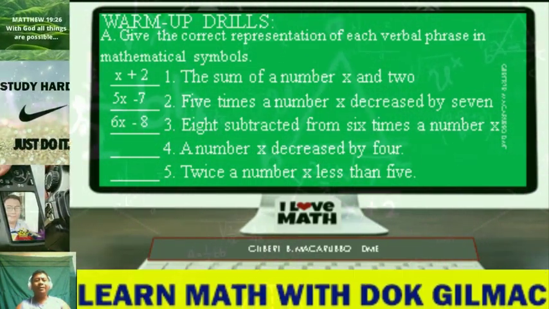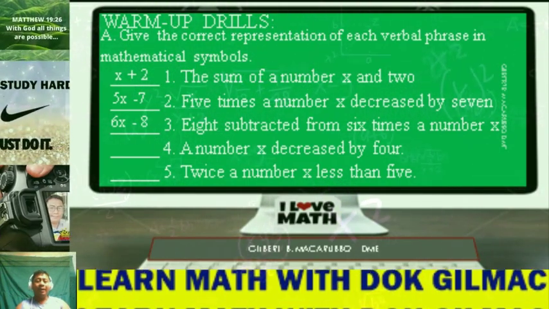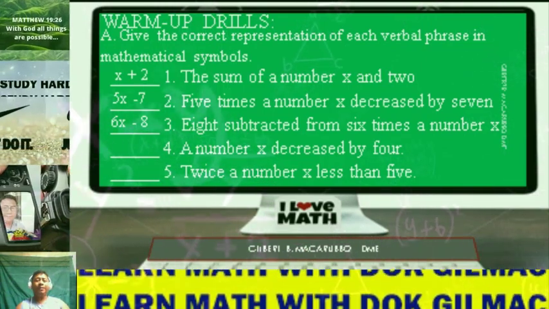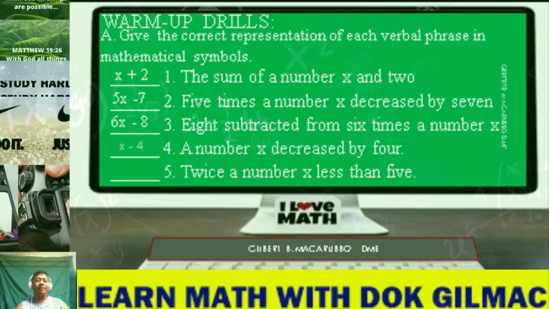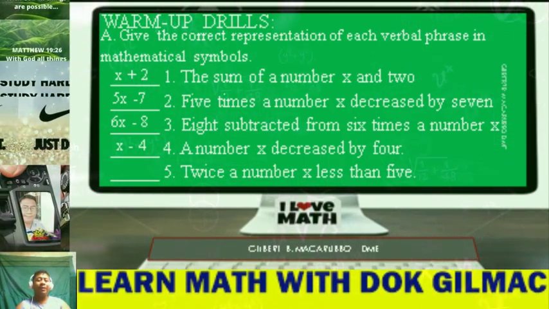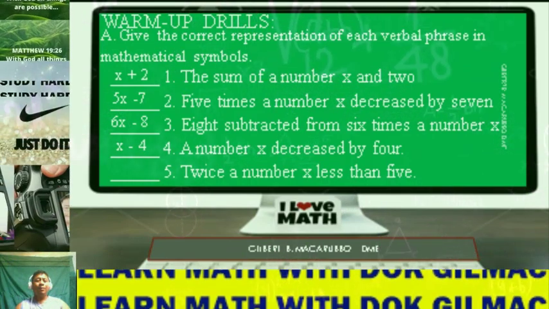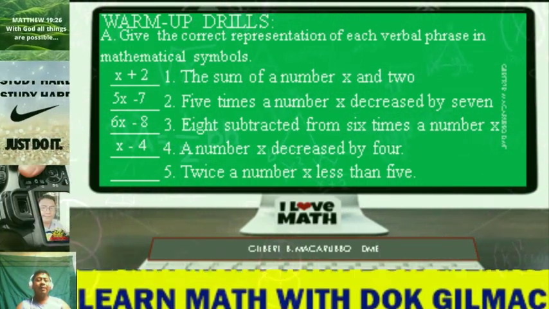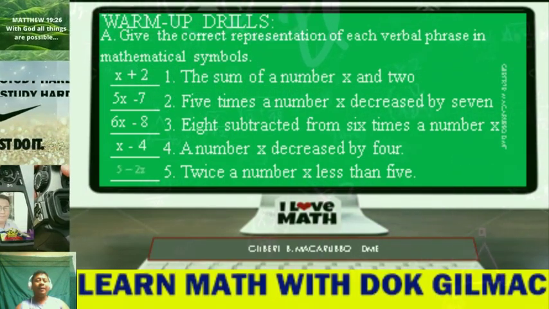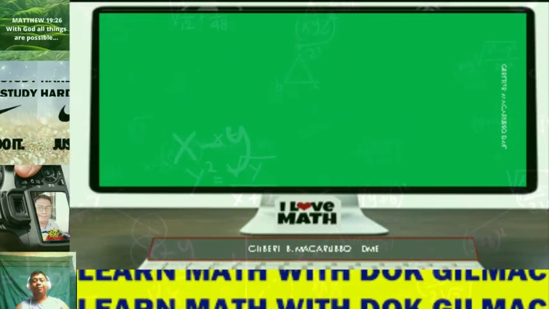A number x decreased by 4. Again, decrease is simply a subtraction operation. So we have x minus 4. Twice a number x less than 5. Twice a number is simply 2x. Less than 5 is 5 minus 2x. So take note of that.